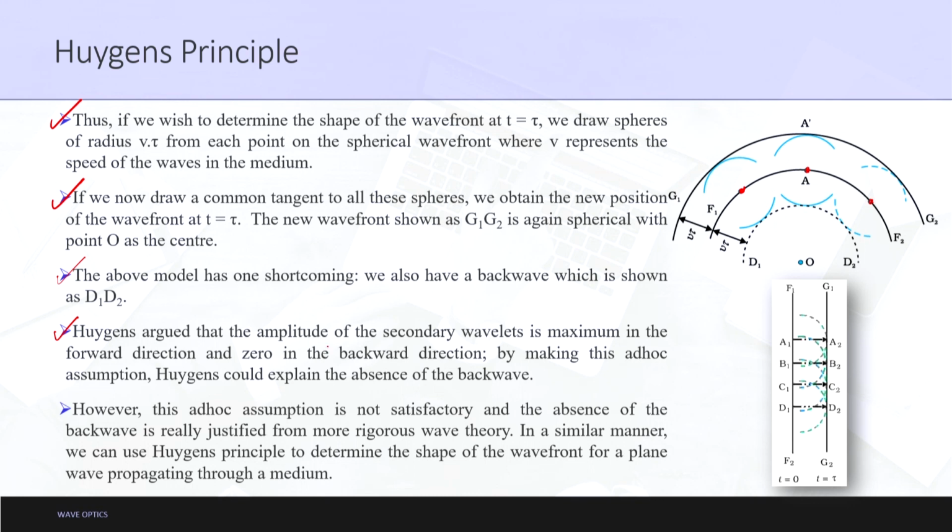So, Huygens argued that the amplitude of the secondary wavelet is maximum in the forward direction and 0 in the backward direction by making this ad hoc assumption, as in any assumption made just to prove your principle or theory, so that someone cannot falsify it. So, Huygens could explain the absence of the back wave just by making this ad hoc assumption.